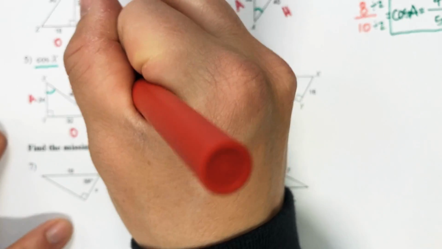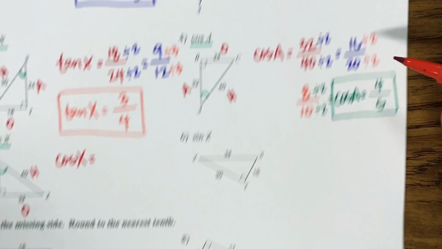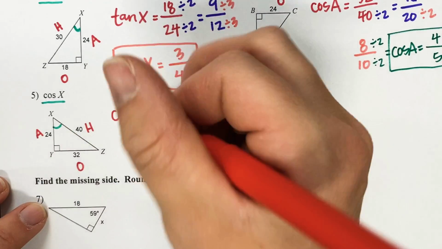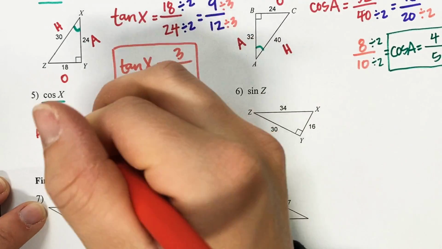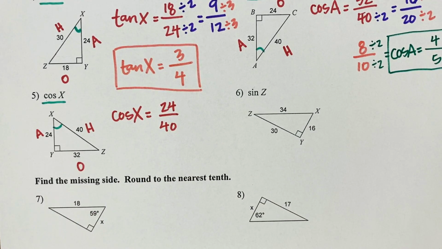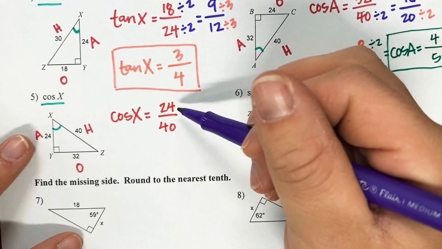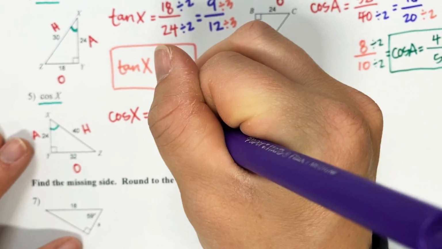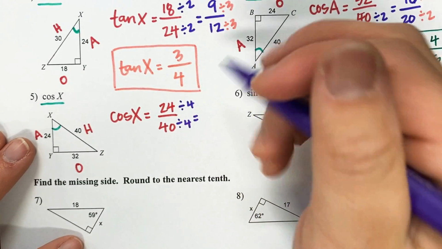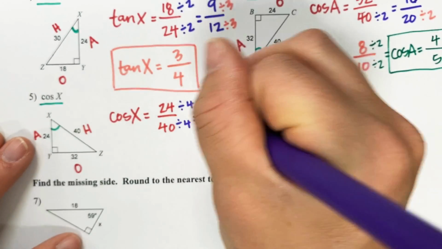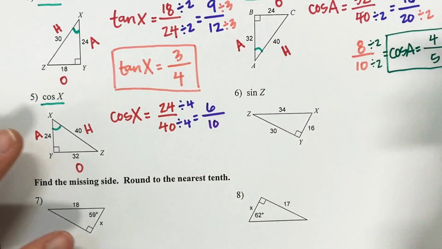Okay, so cosine of x, which two sides do we need with cosine? Again, adjacent over hypotenuse. Adjacent, 24, over hypotenuse, 40. Okay, can we reduce this? Yes, we can. They're actually both divisible by 4. Let's try 4 this time. 24 divided by 4, I believe, is 6. Let's just double check that on our calculator. Yep, 6. And 40 divided by 4 is 10.